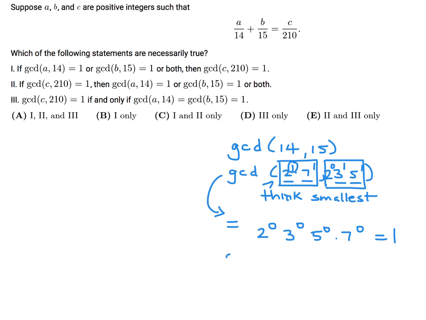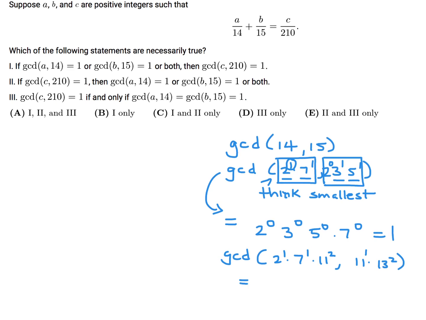Now let's do one where you won't get 1. Let's try 2 to the power of 1, 7 to the power of 1, 11 to the power of 2, and 11 to the power of 1, 13 to the power of 2, like that. Same kind of story. Think smallest. For 2, it'll be 0. For 7, it'll be 0. For 11, it'll be 1 this time. For 13, it'll be 0. So this is 11.